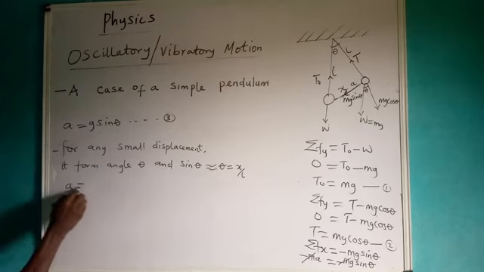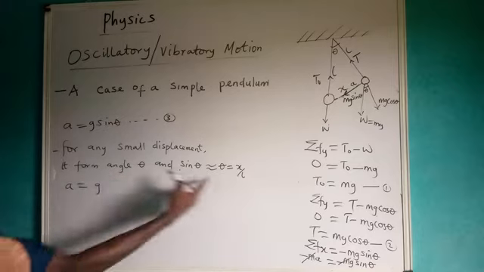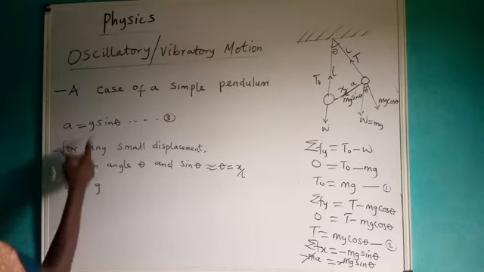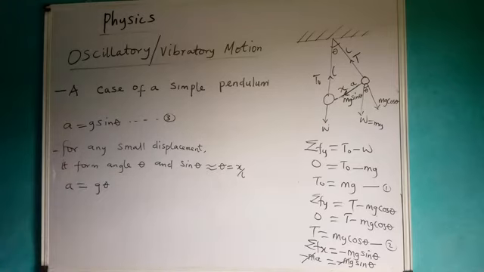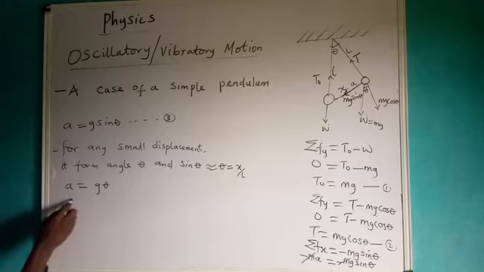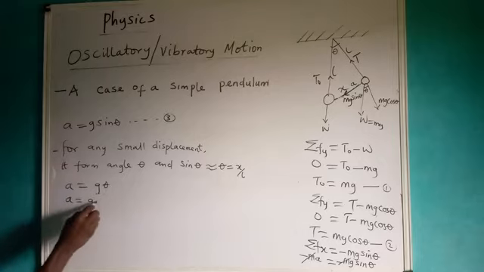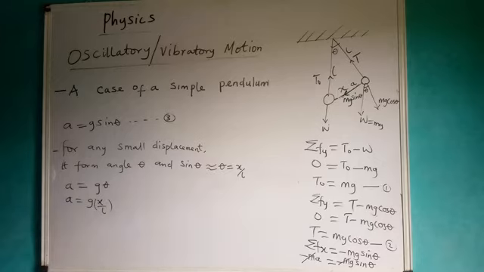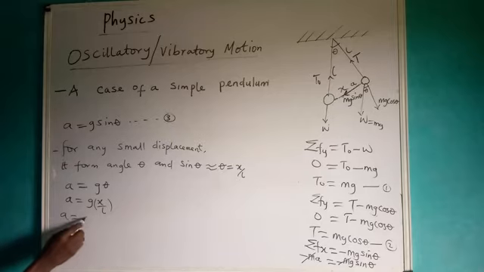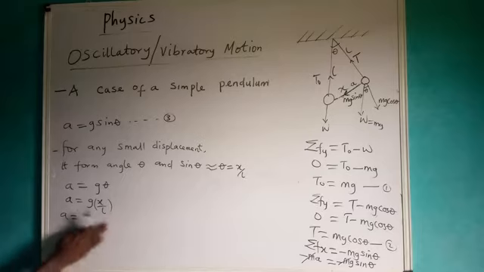Now here, a equals g, and in place of sin theta, I'll put theta, and that theta, don't forget, is s over L. Now from what we have here, I can say a is equal to g over L times x.